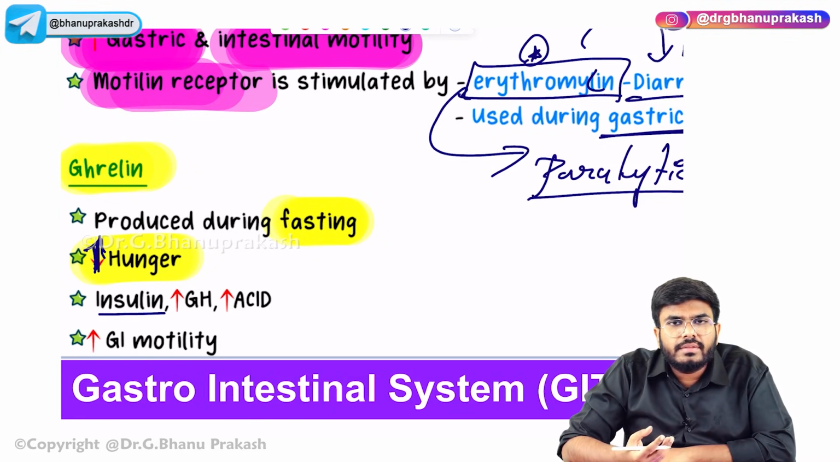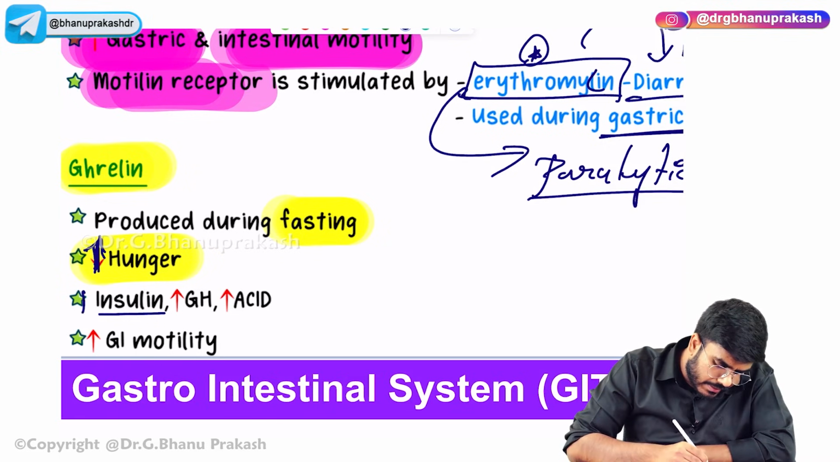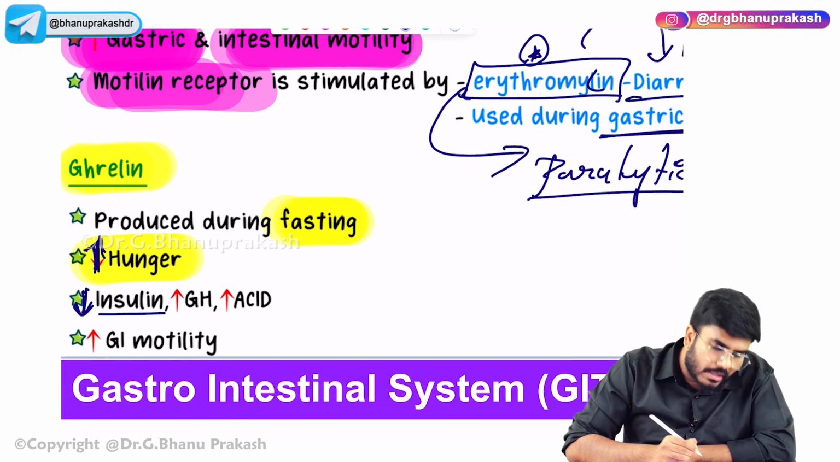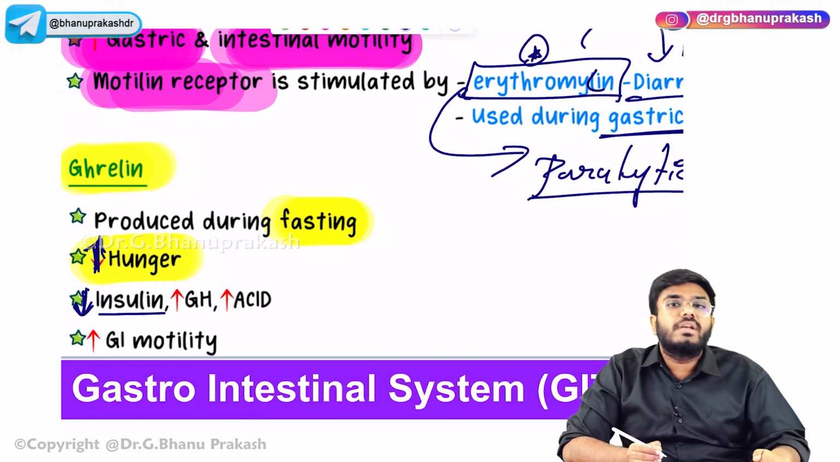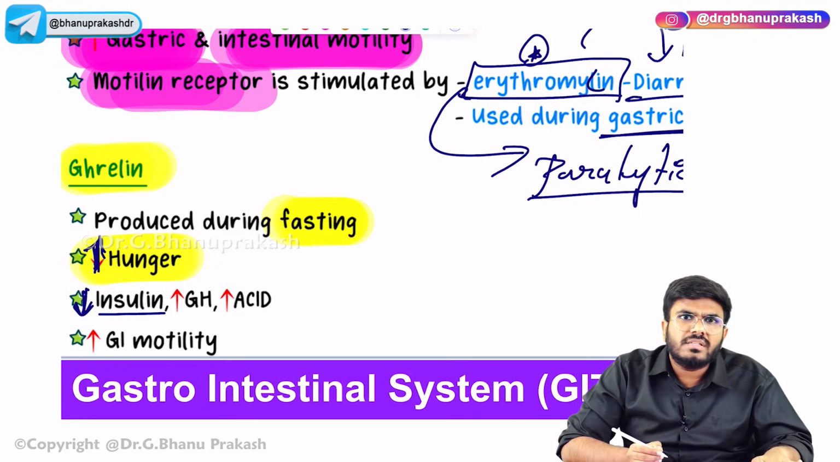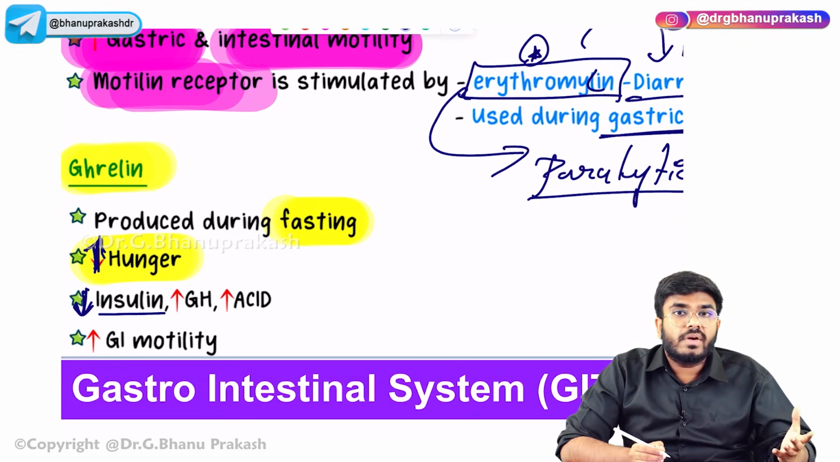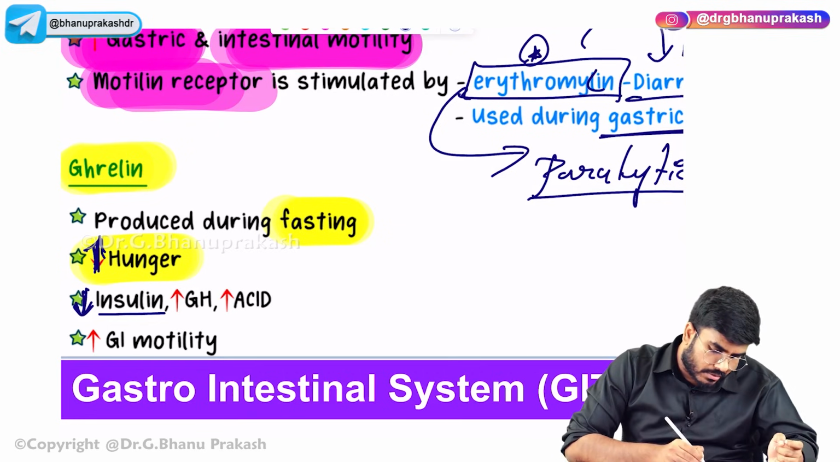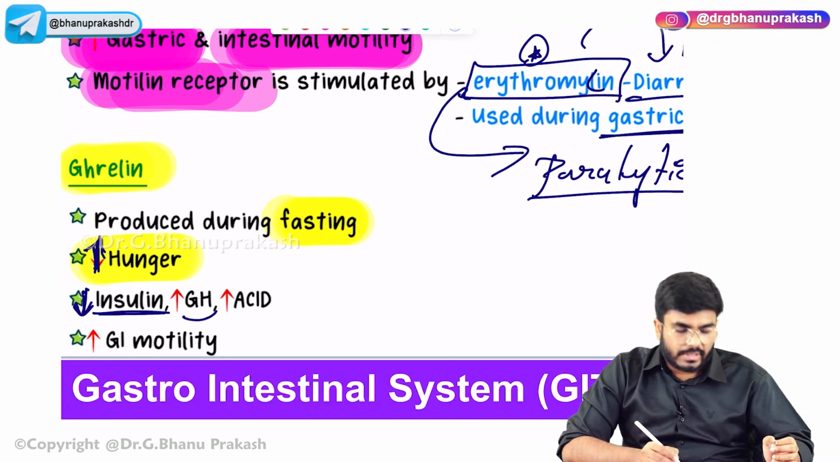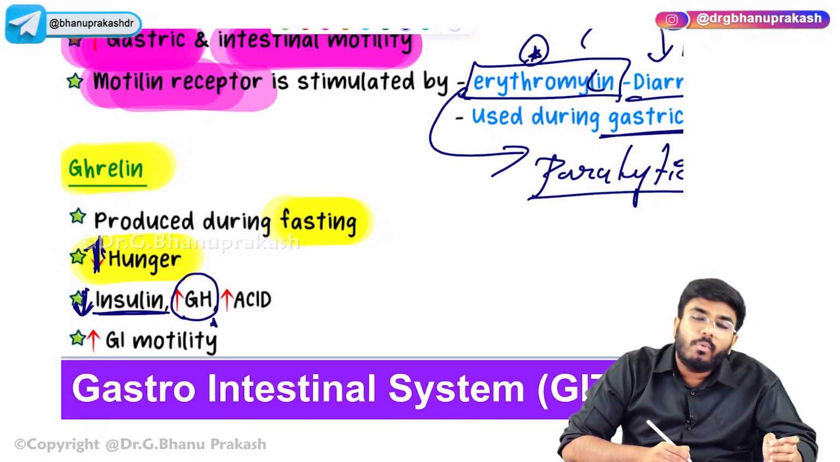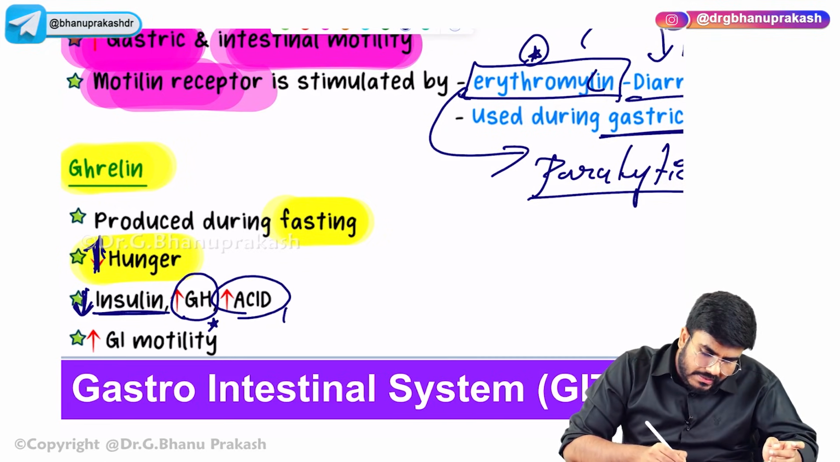If you are not eating anything, what happens to your insulin levels? Insulin levels decrease. Ghrelin actually decreases your insulin levels, because insulin decreases the blood glucose levels, while ghrelin increases the blood glucose levels. During the fasting condition, you require the glucose, so you should not have insulin in your body. So, ghrelin decreases the insulin. It increases the growth hormone and increases the acid.